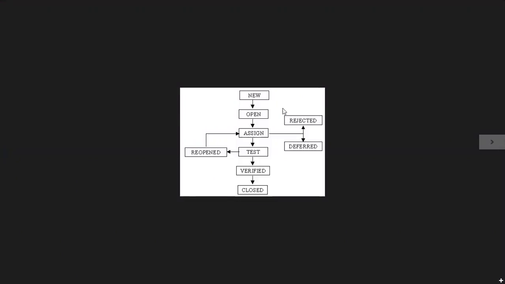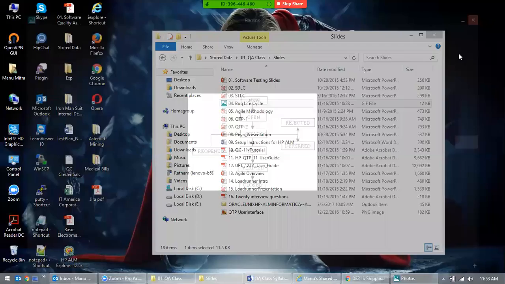So they reject it. They might reject it because it might not be an issue. It might be a feature. So that's about reject, and it might be deferred too. Deferred in the sense that they might put it into a different release. They will be putting it into a different release because they might not have enough time. So that's why it gets deferred.